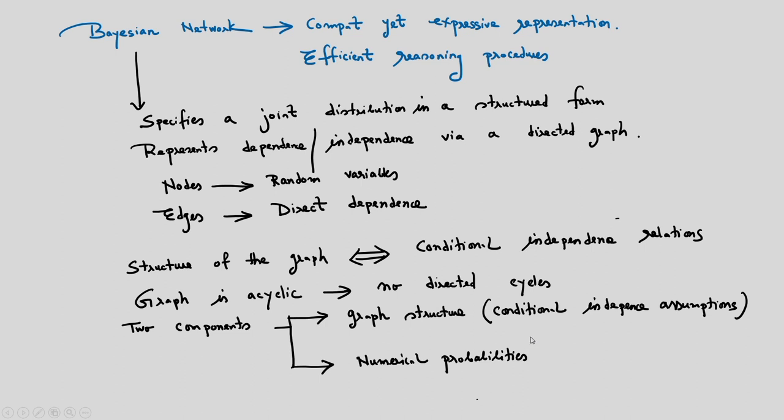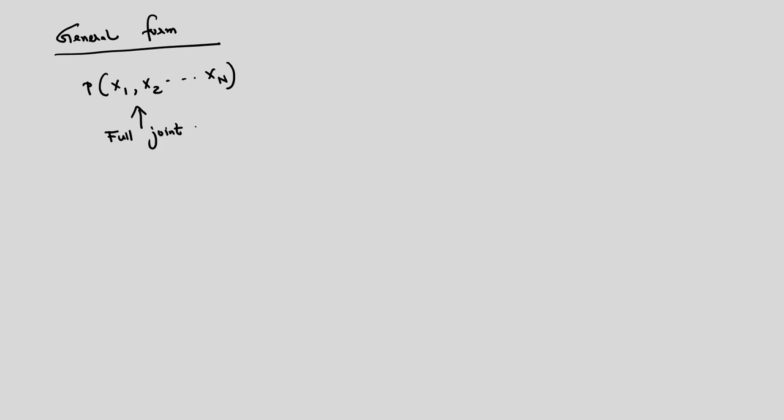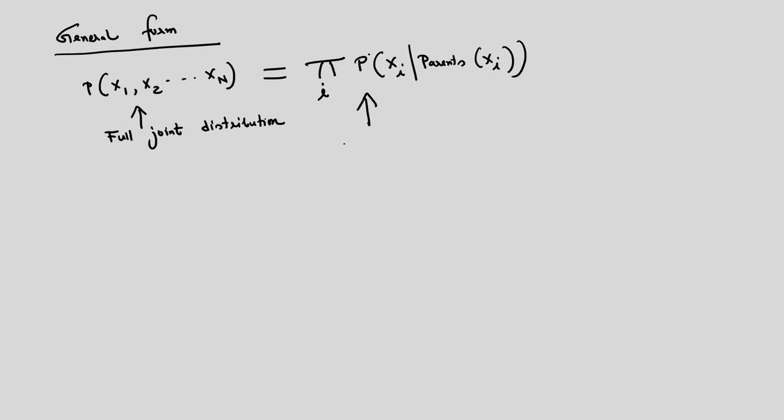So, let us discuss the general form of the Bayesian network. The general form of the Bayesian network is the probability of x1, x2, ..., xn. This is the full joint distribution. It is represented like this: the product for all i, with i equal to 1 to n, of the probability of xi, the variable, given the parents of xi. So, this is the approximation, that is the graph structured approximation.